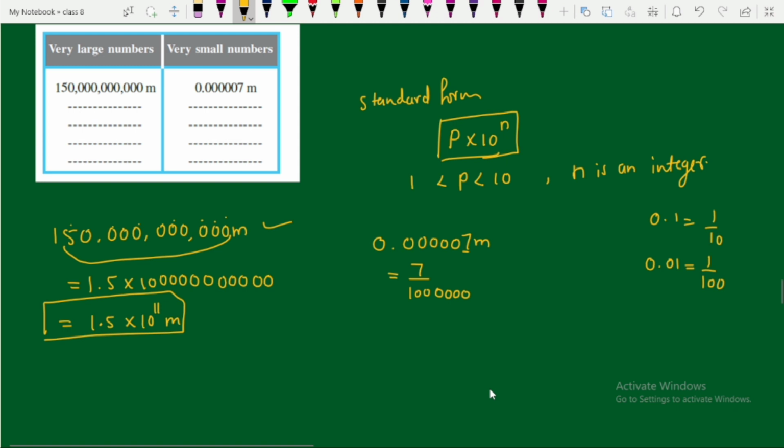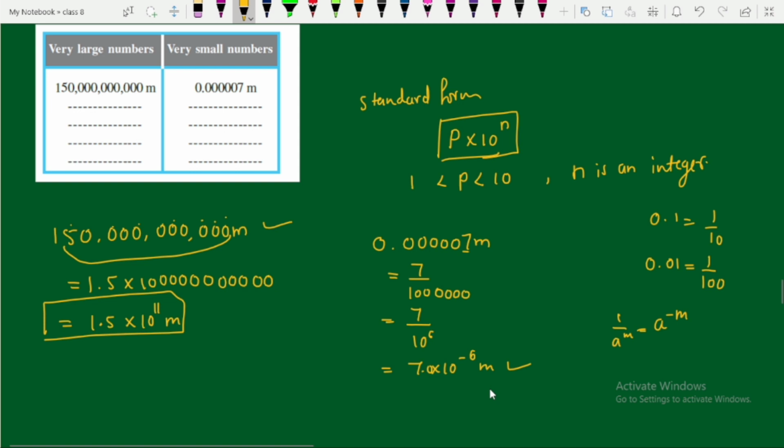Okay, so 3 6 zeros, so this we can write as 7 upon 10 raised to 6. You know already in the laws of exponents, 1 upon e raised to m we can write as e raised to minus m. So this we can write as 7 into 10 raised to minus 6 meter. In this way you are going to write in standard form, meaning 7.0. So in this way we are going to write in standard form.